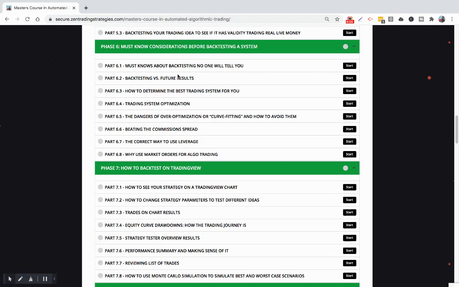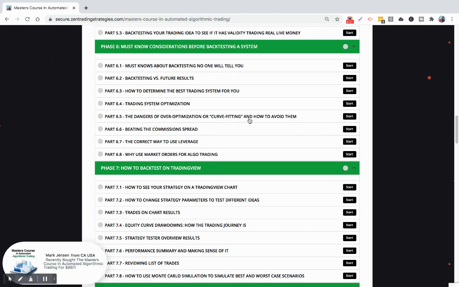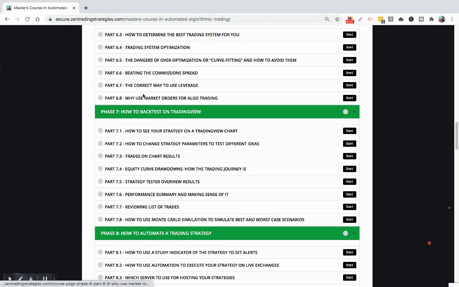You'll learn things that nobody will tell you about backtesting. You'll learn about backtesting versus future results. You'll learn how to determine what the best trading system actually is for you. You'll learn how to optimize your trading systems. You'll learn the dangers of over-optimization or curve fitting and how to avoid them. You'll learn how to beat the commission spread. You'll learn the correct way to use leverage and why you want to use market orders for algo trading.